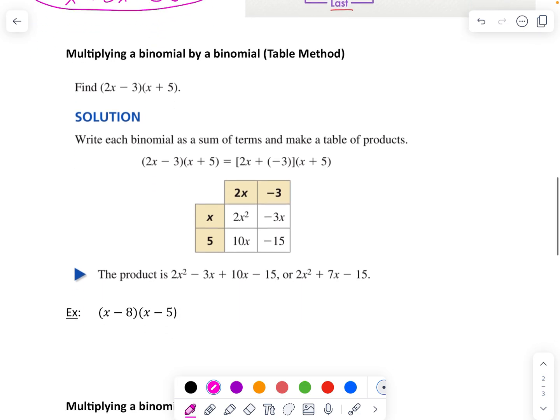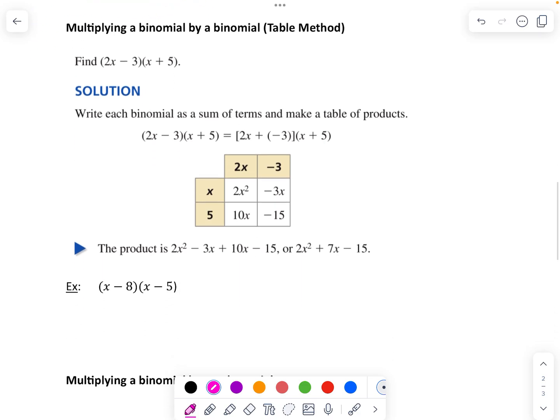Another way of multiplying a binomial by a binomial is the table method. I generally do the FOIL or distribution, but I want to show you the table method because that might be something you like. So the table method is when you make a table and we put one set of parentheses on one side of the table and the other set of parentheses on the other side of the table. Notice this is 2x minus 3 on top, x plus 5, it's positive 5 there.